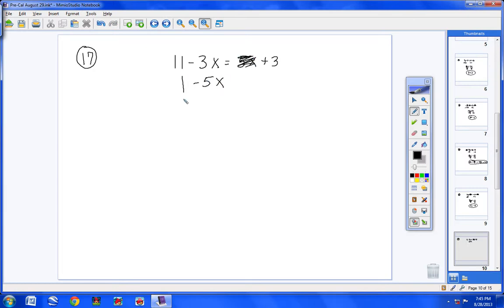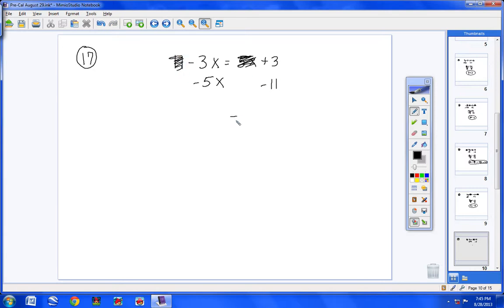And now when I bring this 11 over, by the way, it's not a negative 11. Some students see this negative sign and think the 11 is negative. No. What's in front of that 11? It's not a negative sign. You can't see it, but it's a positive sign. So you're bringing a positive 11 over, and when you bring a positive 11 over, it becomes a negative 11, and now this 11 is gone.